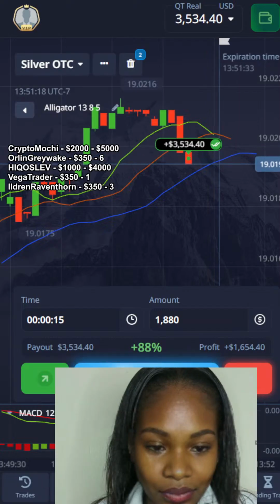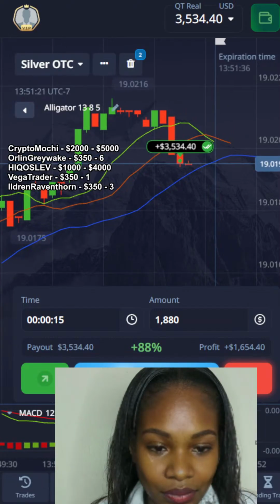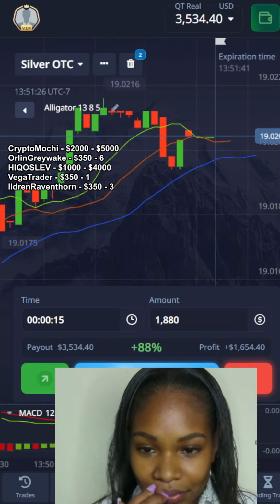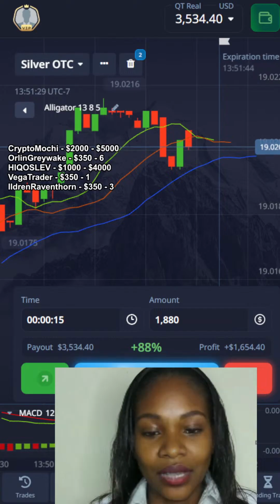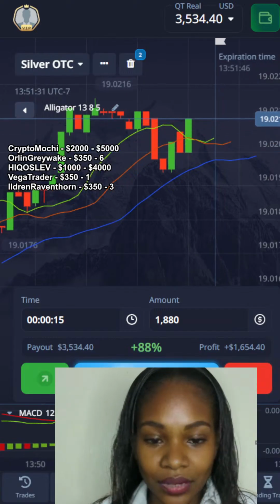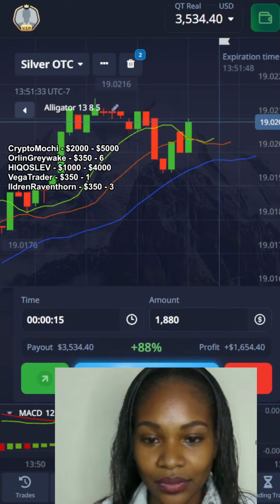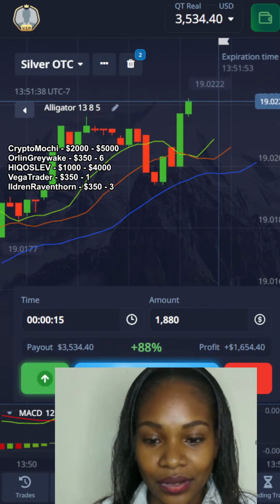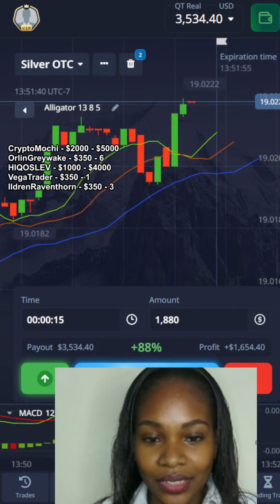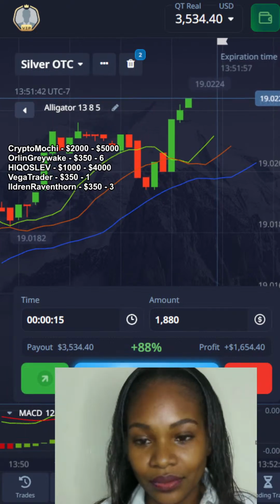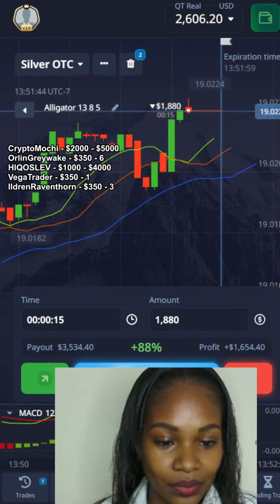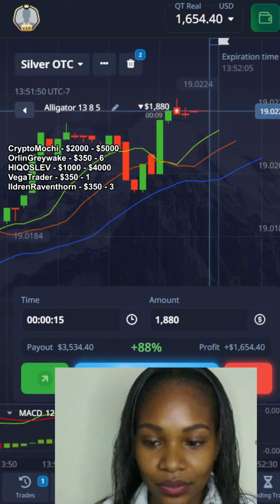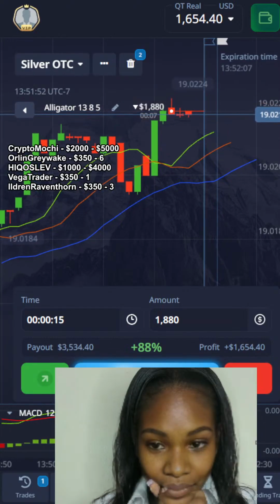Okay, how many time frames are you in your chat? I have the candle time, which is 5 seconds. The chart time frame, which is 15 seconds. Then the expiration time, which is also 15 seconds. So that is what I have. I did not quite understand your question properly, but I believe that is what you are asking for.